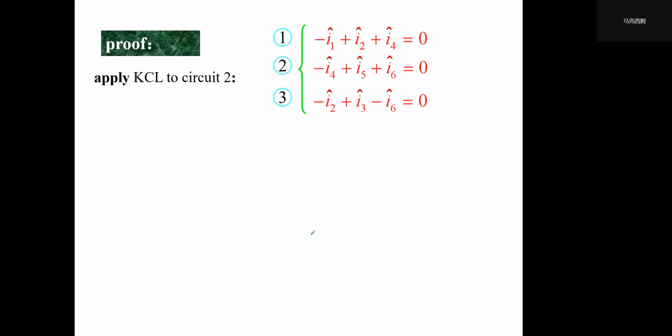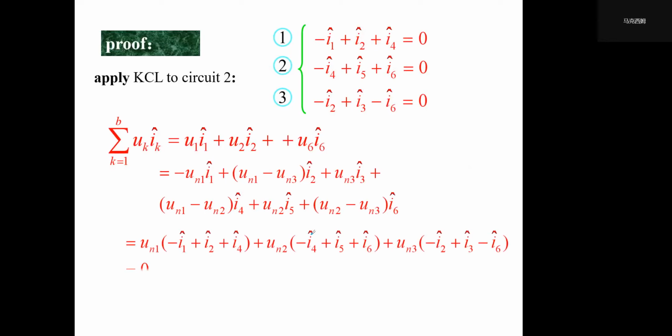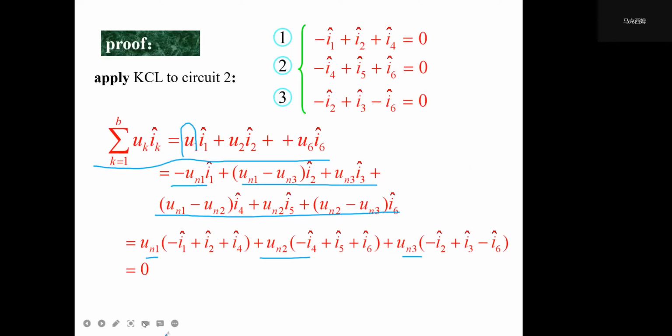So let's prove it. First, we apply the KCL to circuit 2, and we calculate the first one, and we express the branch voltage with the node voltage, and we rearrange them. Still, we have this stuff.